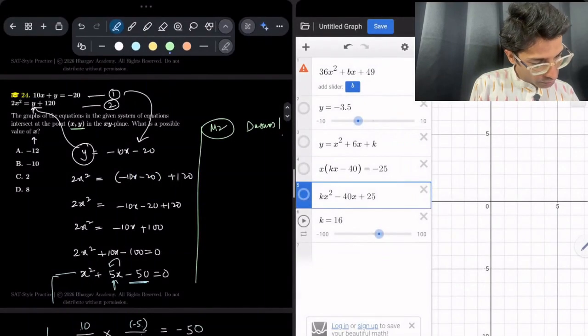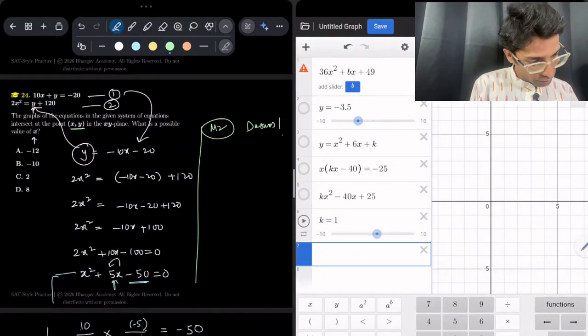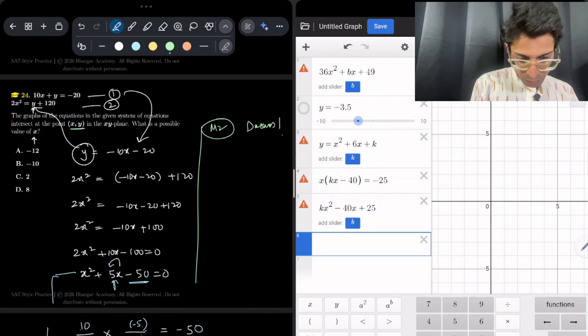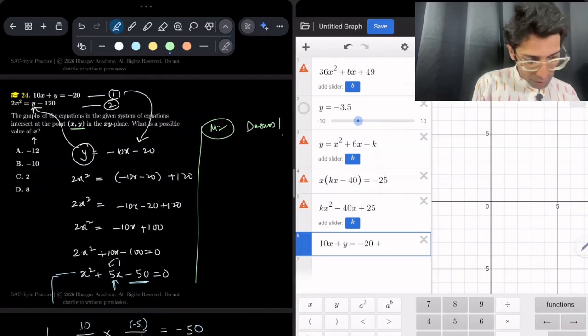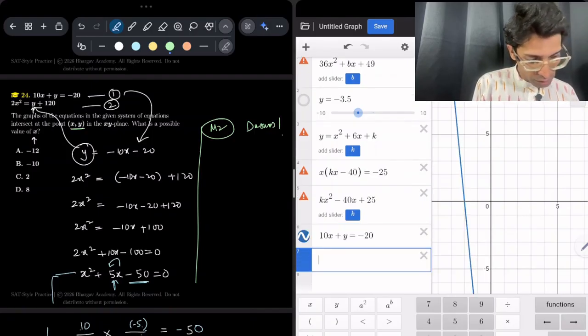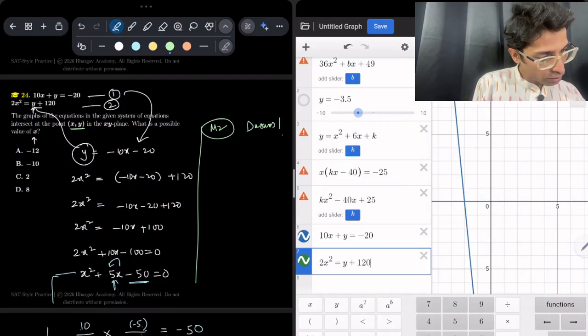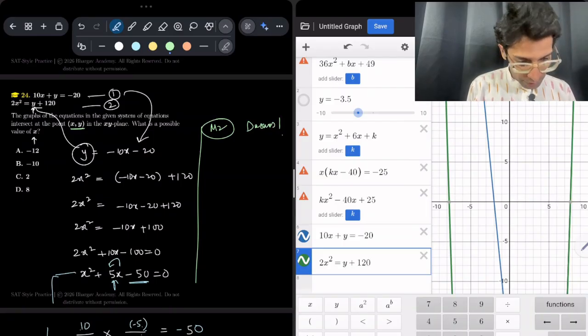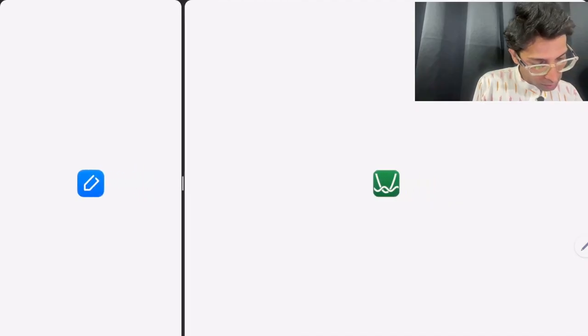First of all, let me erase any past memories. Now let's go for the present set of equations. 10x plus y is equal to minus 20, and then what is the other equation? 2x square equal to y plus 120. So these are the two equations, and the question is what? They intersect. So he wants them to intersect, and let's see if they're actually intersecting or not.